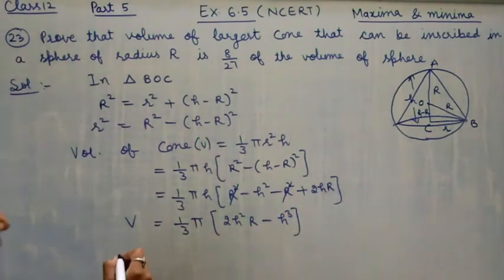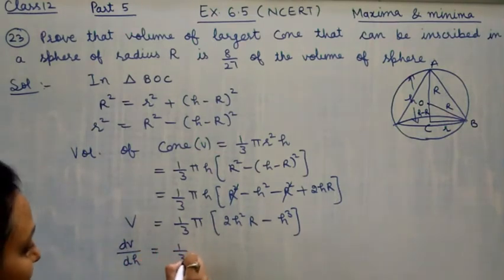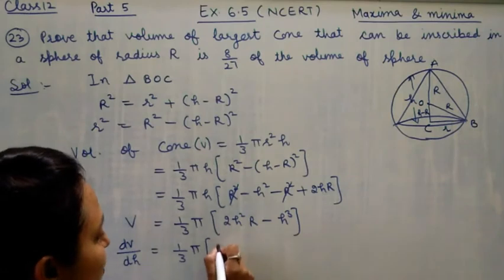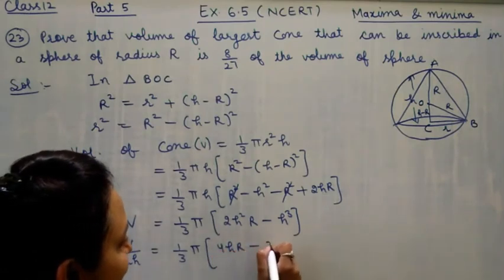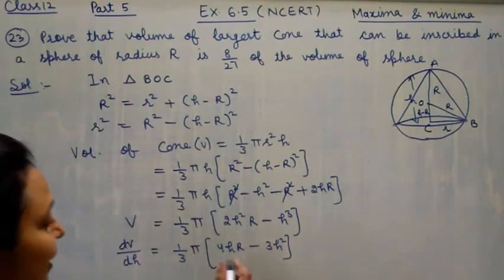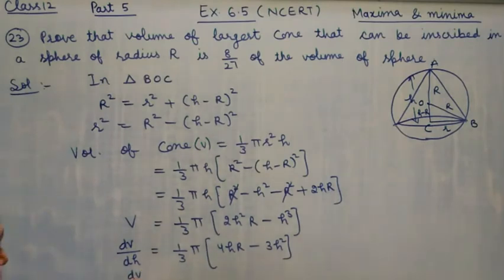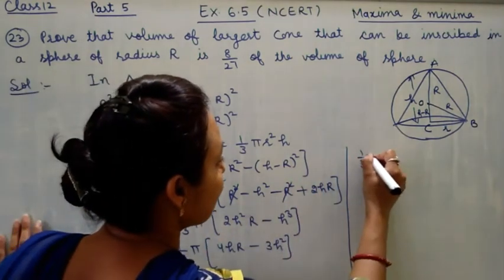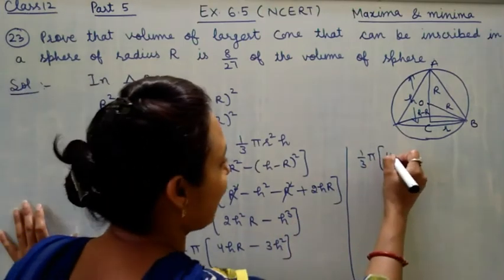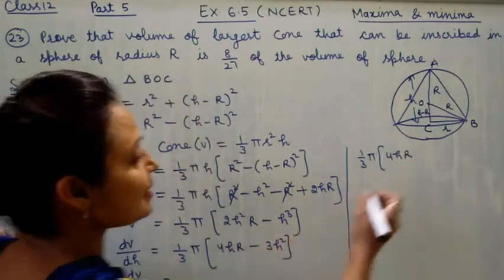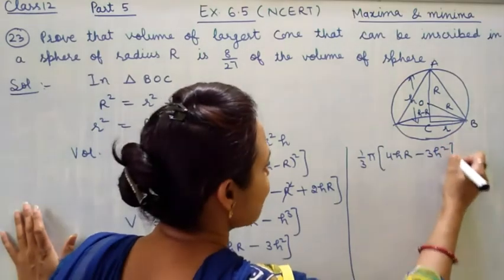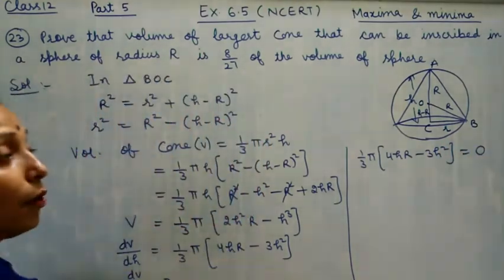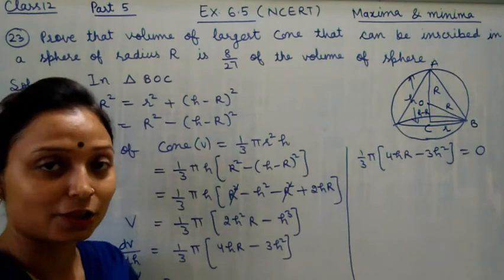Now I will take the derivative, dV/dh. That is 1/3 π, this 2 2s are 4hR minus 3h². Now I will equate it to 0. dV/dh equals 0. Then what will happen? This term 1/3 π, inside the bracket we have 4hR − 3h² equals 0. Right? Now find the value of h in terms of R.